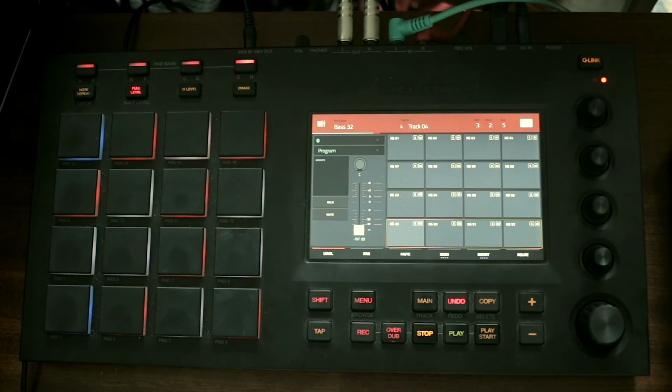So that's the workflow that I wanted to share with you guys. I think it's really helpful. It just makes you work faster and at the same time have the ability to mix between different bass sounds, which is really good as well.